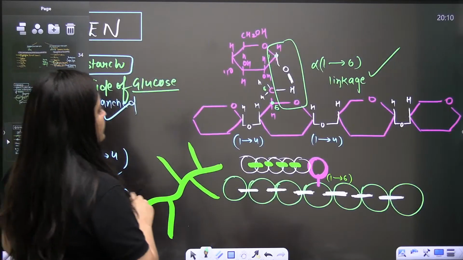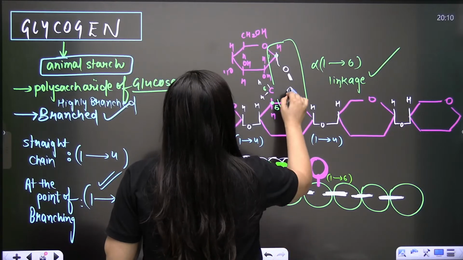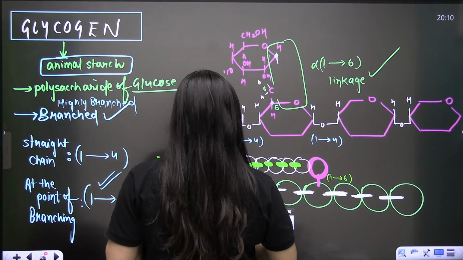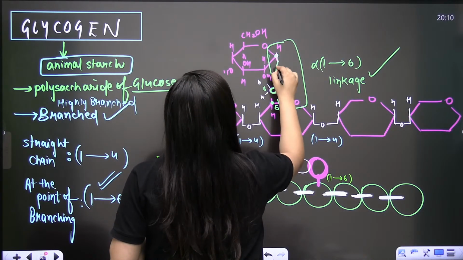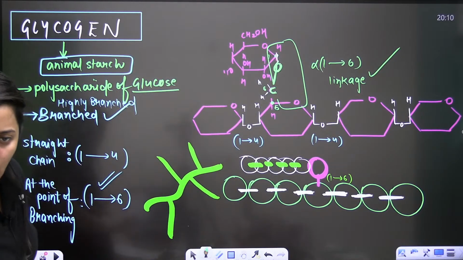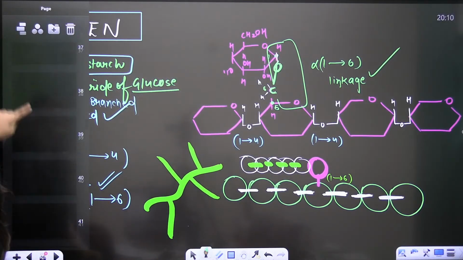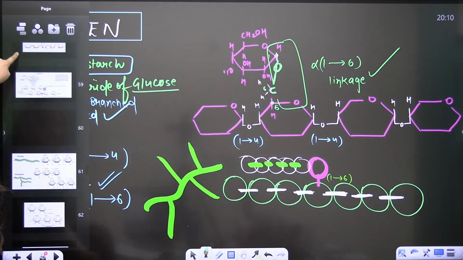Clear, bache? Okay, so let me rectify this. Fine. Okay, so the next is starch that you need to understand.